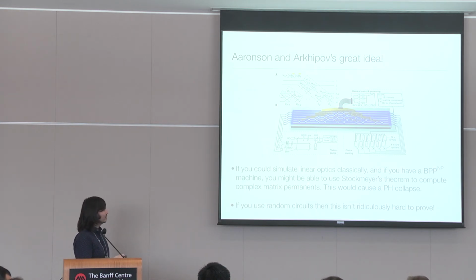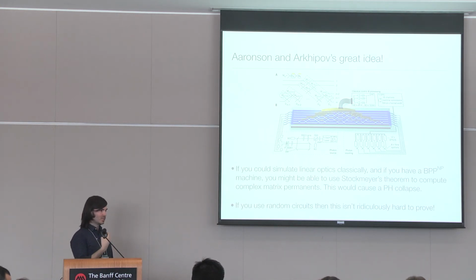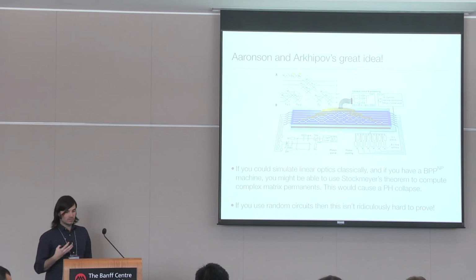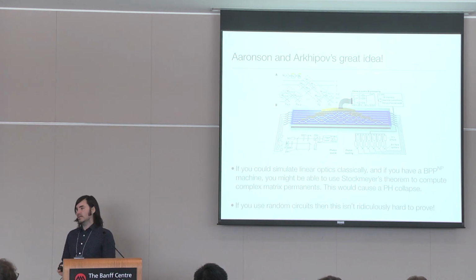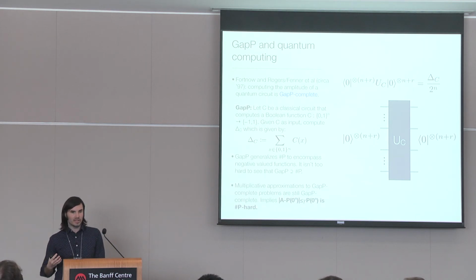What they actually show is that if you could simulate linear optics classically, and if you have a BPP to the NP machine, you might be able to use Stockmeyer's theorem to compute the complex matrix permanent, which is a gap P hard problem related to linear optical systems. And I guess the really big insight they had is that if you use random quantum circuits, this isn't ridiculously hard to prove. As I said, the complexity of this problem comes down to this class of gap P hard problems. Fortnow and Rogers, and also Fenner et al.